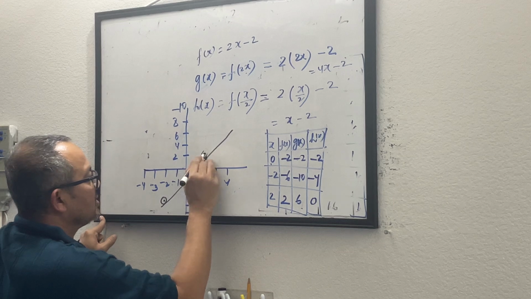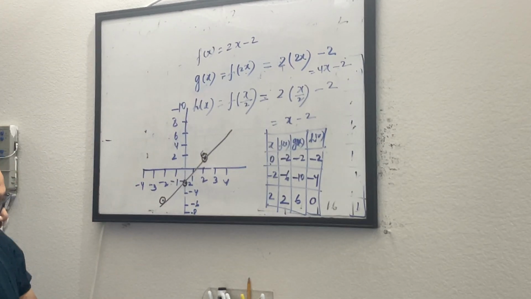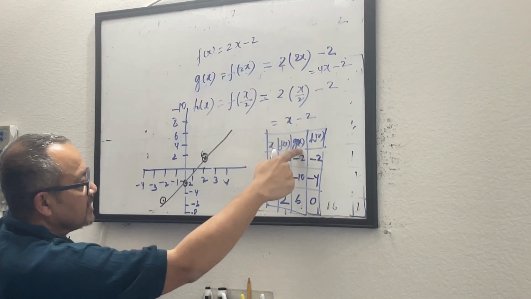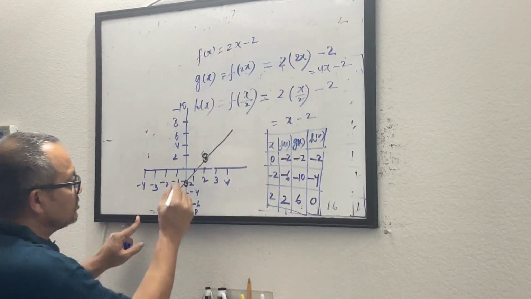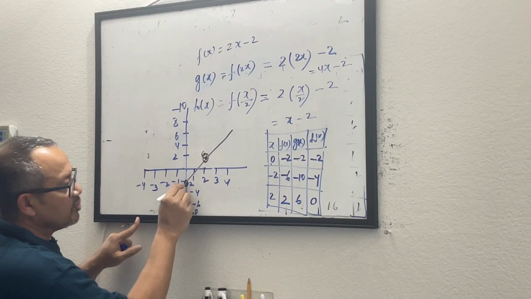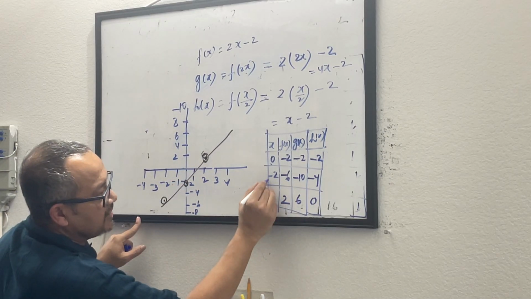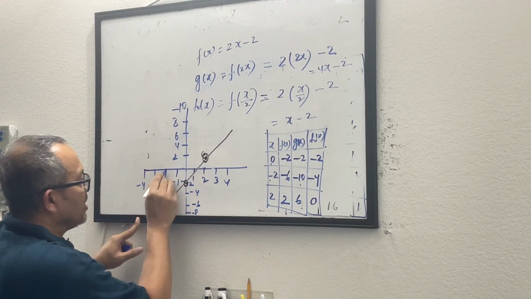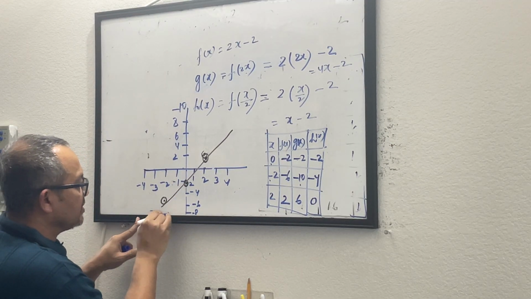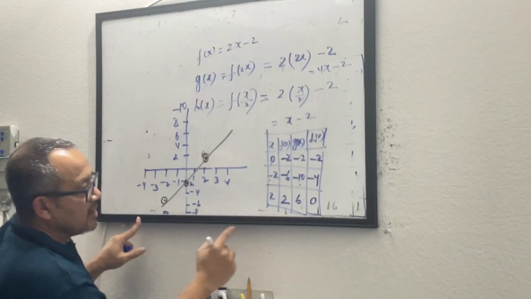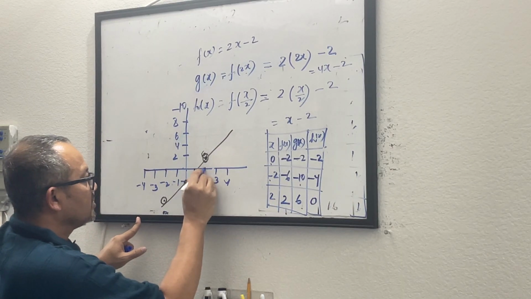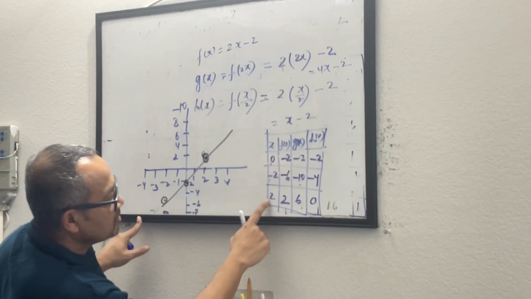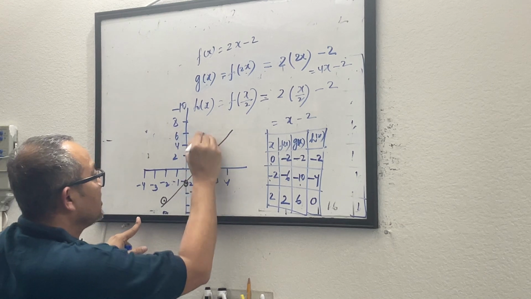This was the line that I was drawing with this one, g of f of x. And I go to g of x. G of x is 0, minus 2, this same point. And minus 2 and minus 10, so minus 2 and minus 10, somewhere here. And then 2 and 2. 2 and 2. 2 and 6 here.